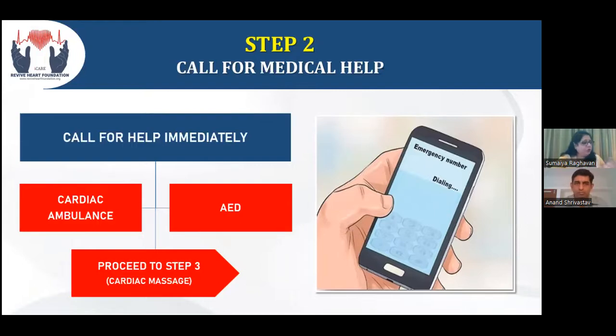And also, if you know this machine is anywhere placed around you, they're placed many at the airports and the big malls. So if you know this machine is somewhere around you, ask somebody to get the nearby AED machine. So step number 2, you're going to call for a cardiac ambulance and for the AED machine if you know it's somewhere around you. Anand, would you like to add something here?